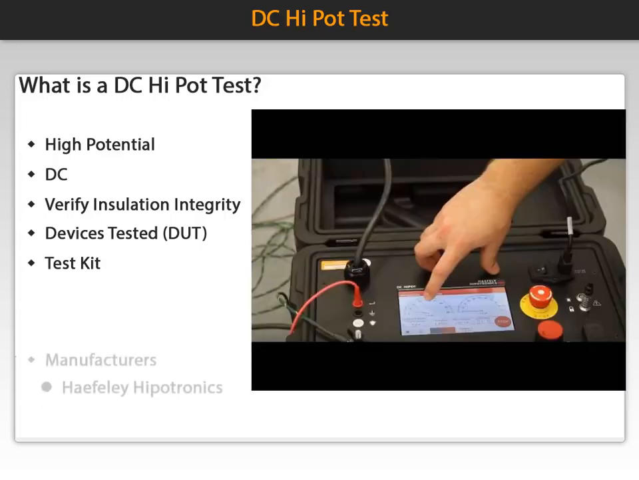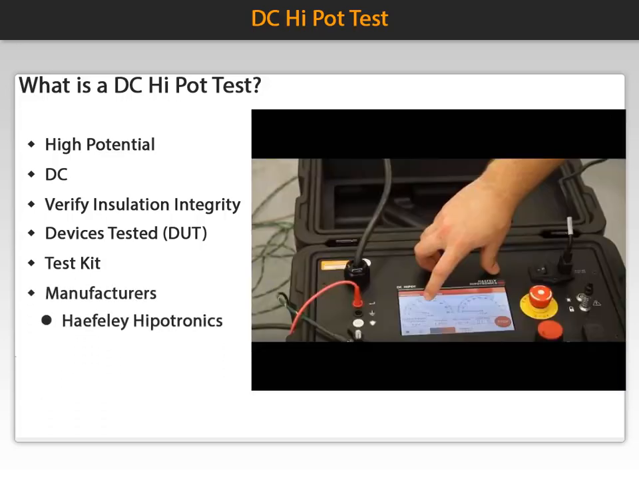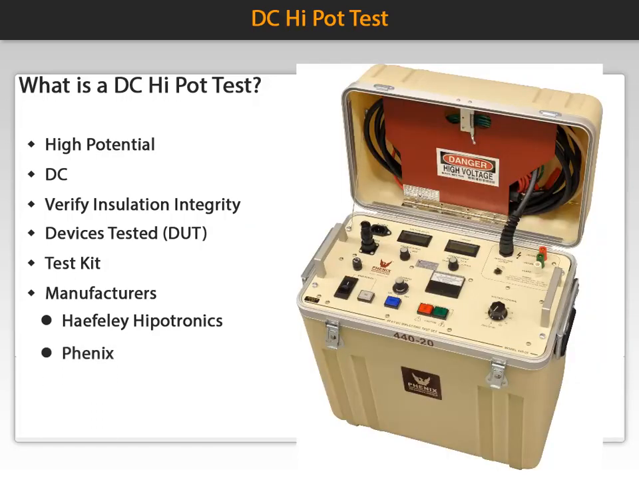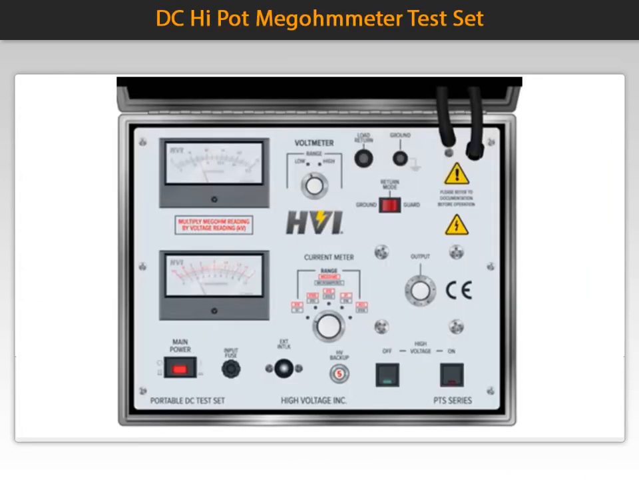Hafele High-Potronics makes a digital version of this test set. Phoenix is also another popular maker of the DC high-pot test sets. To help familiarize you with the test kit, let's take a quick tour. First, there's the power on and off switch. Next, you see the high power on and off switches. Here is the ground clamp and load return clamp connection terminals.